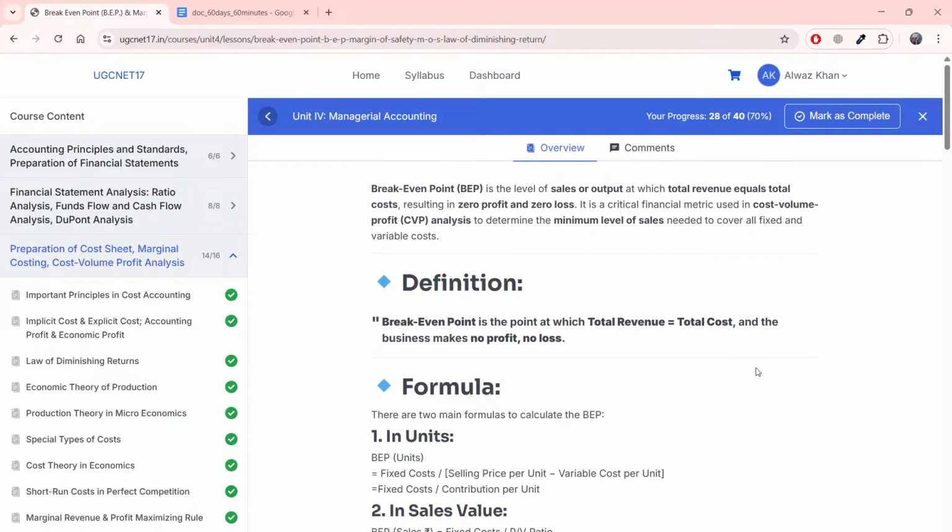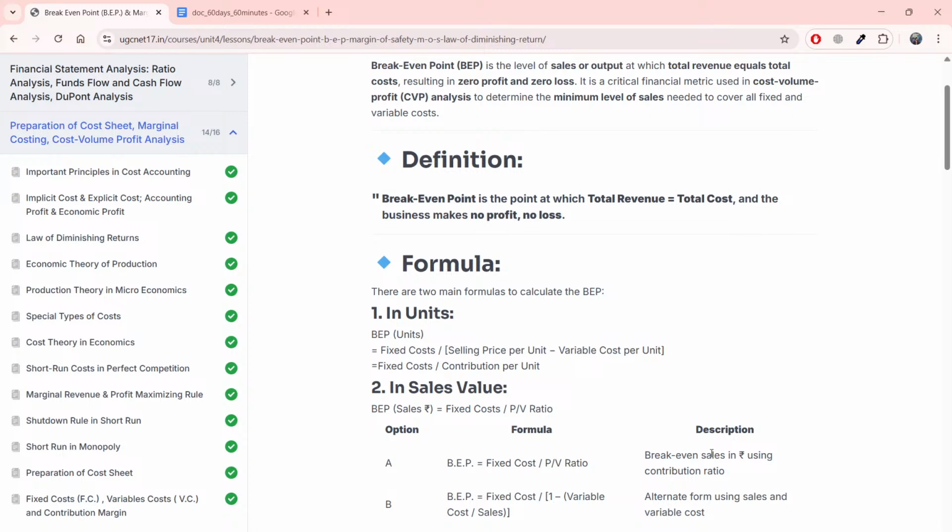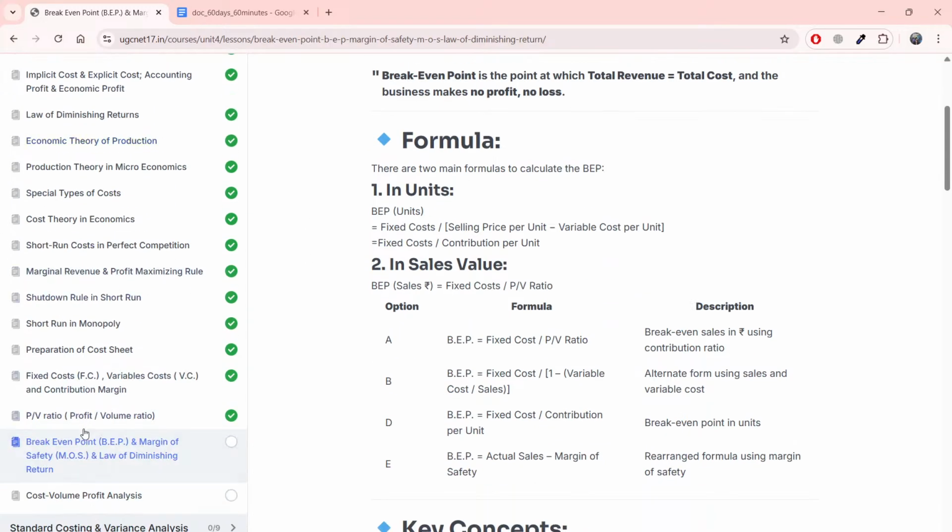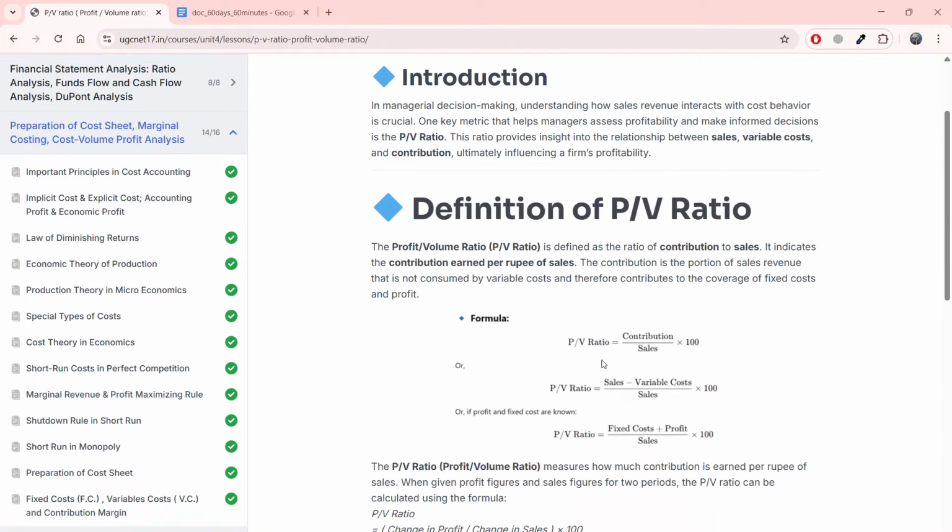Break-even point is the point at which total revenue is equal to total cost and the business makes no profit, no loss. Formula: the two main formulas for BEP. BEP in units is fixed cost upon contribution per unit, where contribution is price per unit minus variable cost. BEP in sales value is fixed cost upon PV ratio. PV ratio is contribution upon sales into 100.